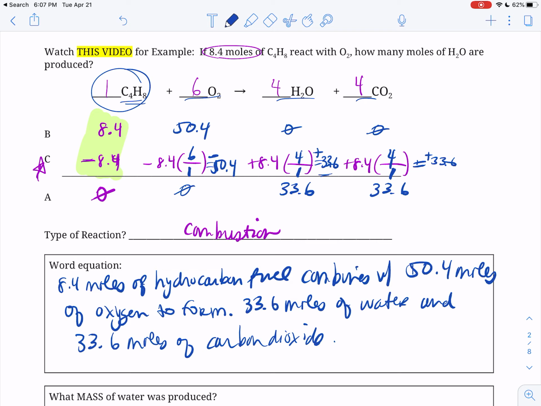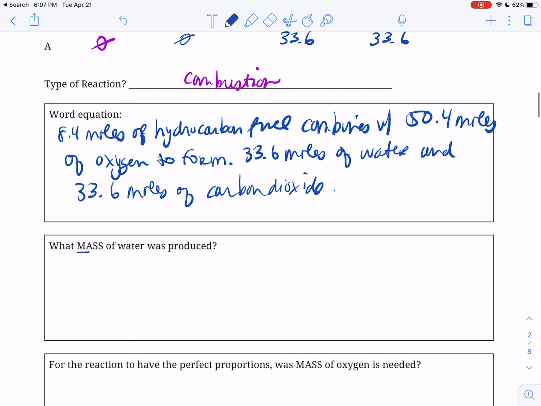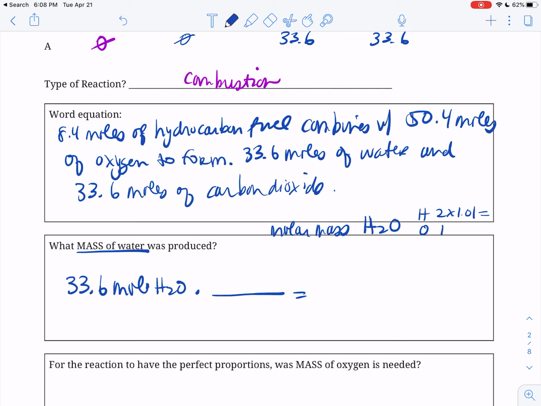Okay. All right. Okay, so that's the old part. Now we have to add this new step of figuring out the mass. So what mass of water was produced? Well, we can see that we produced 33.6 moles of water. Now I'm just going to multiply by the molar mass to turn that into mass. So the molar mass of water, again, if you want to just look it up, that's okay, as long as you know how to solve it. Okay, so I have 2 H's and 1 O. Remember, I'm getting those off the periodic table. You might have even memorized water by now because it's pretty common, 18.02 grams per mole.